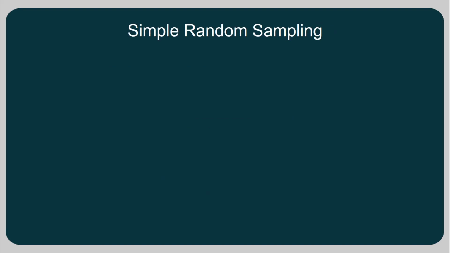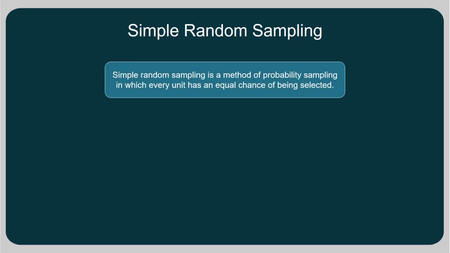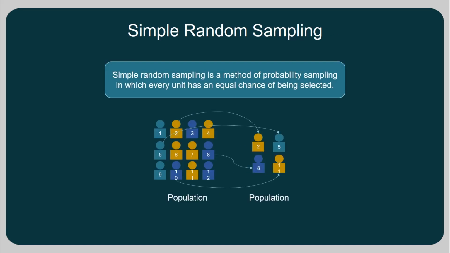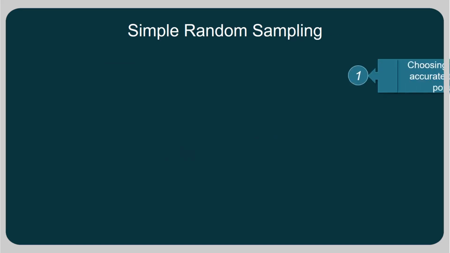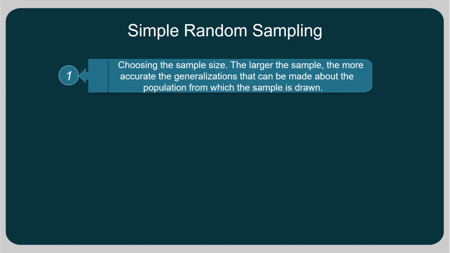Simple random sampling is a method of probability sampling in which every unit has equal opportunity of being selected. Number 1, choosing the sample size. The larger the sample, the more accurate the generalizations that can be made about the population from which the sample is drawn.